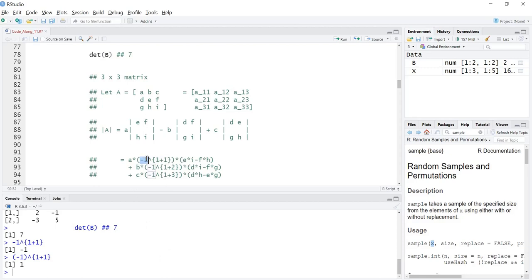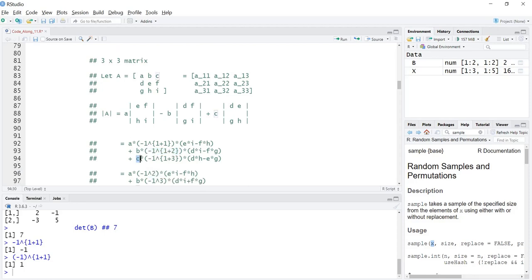Okay, so we've got -1 raised to the 2 power. That's going to be squared, so it's positive. And then I've got -1 raised to the 3rd power. That's going to be negative. So even though I've put a positive here, this is going to be b times a negative value. It's going to be -b. And then I've got c times -1 raised to 1 plus 3, which is a 4 power. Okay, and I've calculated the determinant of the 2 by 2.